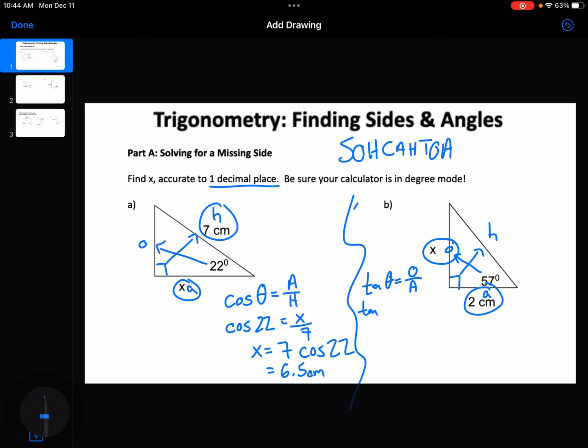So we have tan 57 equals x over 2. We get x equals 2 times tan 57. Okay, in my calculator, I need to push the tan 57 in first and then just multiply my answer by 2. So here I get 3.1 centimeters.